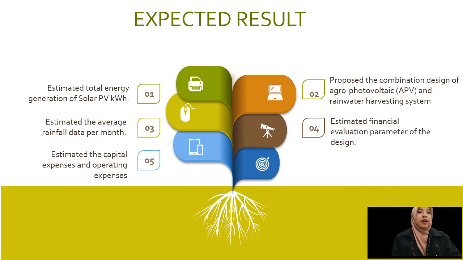The expected results that I wish to achieve through this study are, first, to propose the combined design of the agro-photovoltaic system and the rainwater harvesting system. Second, to estimate the total energy generation of the solar PV. Third, to estimate the average rainfall data per month. Fourth, to estimate the capital expenses and operating expenses. And lastly, to estimate the financial evaluation parameters of the design.